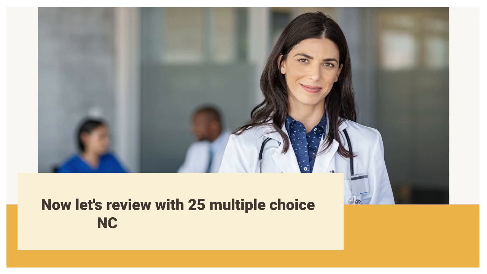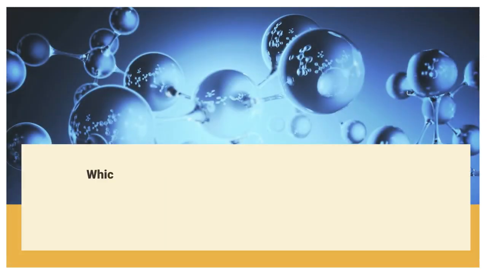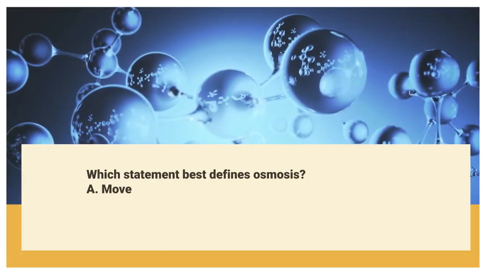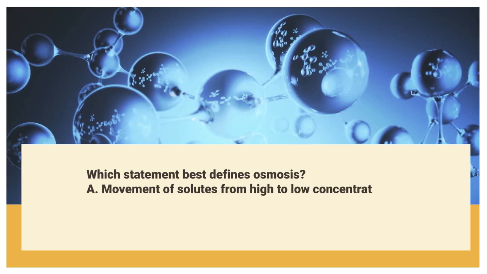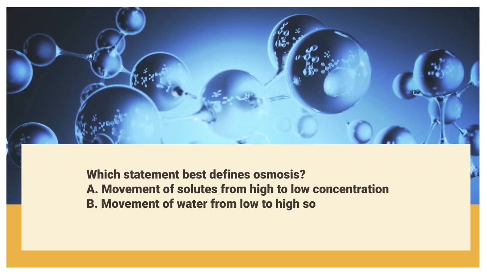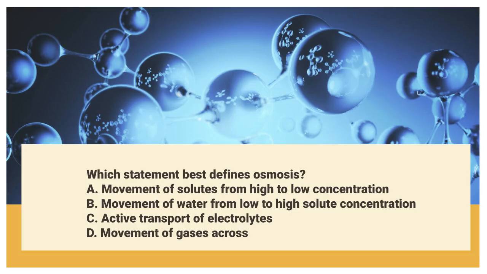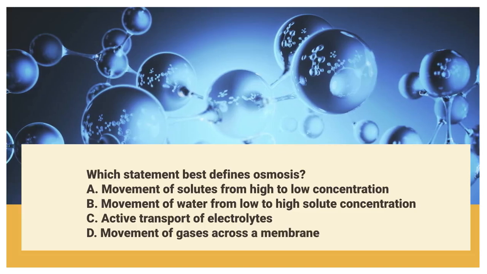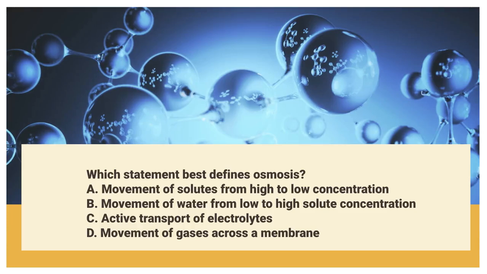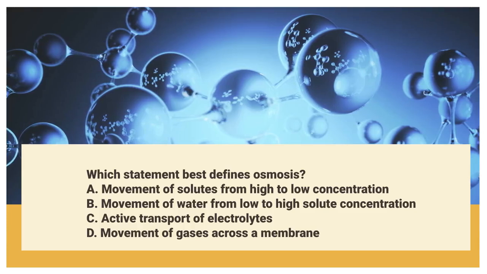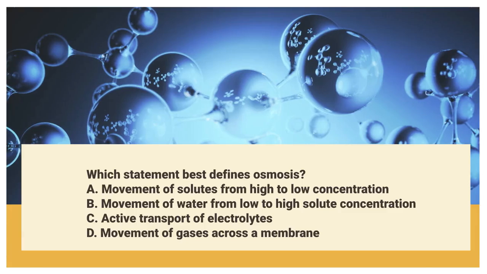Now, for this next part, we're going to actually move into a few questions. We have about 25 questions here. We're just going to go ahead through some multiple choice questions and review what you learned so far. First question here, which statement best defines osmosis? A, movement of solutes from high to low concentration, B, movement of water from low to high solute concentration, C, active transport of electrolytes, or D, movement of gases across a membrane.